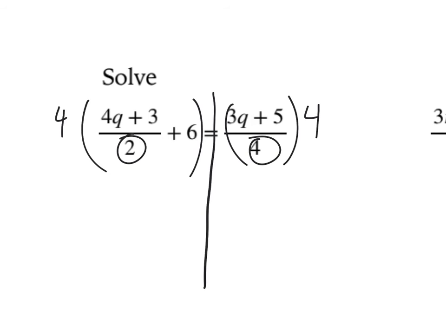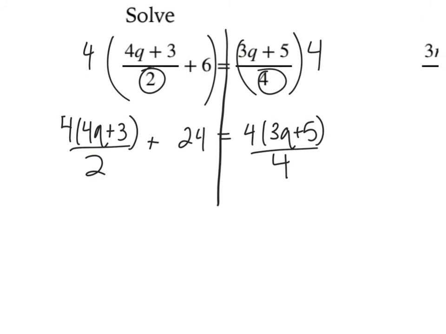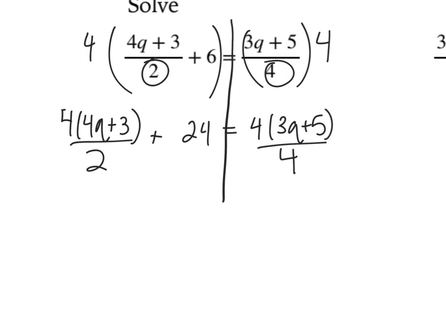When I do that, okay, so 4 being multiplied by this first term, that leaves me 4 times (4q plus 3) over 2 plus 6 times 4, which is 24, equals 4 times (3q plus 5) over 4. So looking here, this looks confusing, but it's just like killing fractions worked whenever we had fractions in our other denominators, okay? We can simplify this.